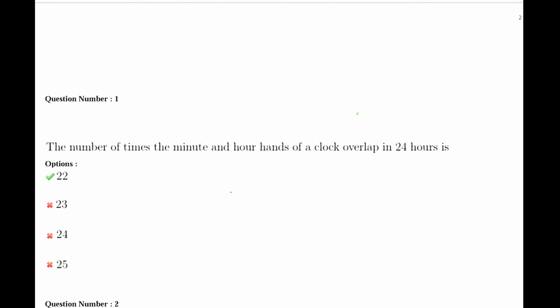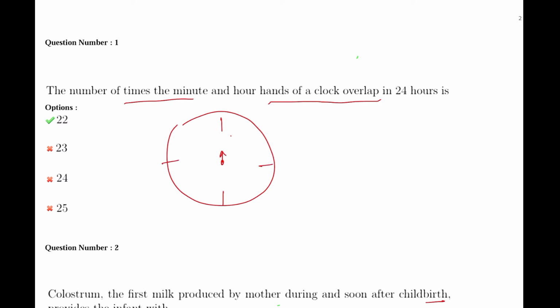Then let's start solving these questions. The first question of the general section: the number of times the minute hand and hour hand of a clock overlap in 24 hours. If you see the clock, there is an hour hand, a minute hand, and a second hand. For the second hand we are not going to worry.